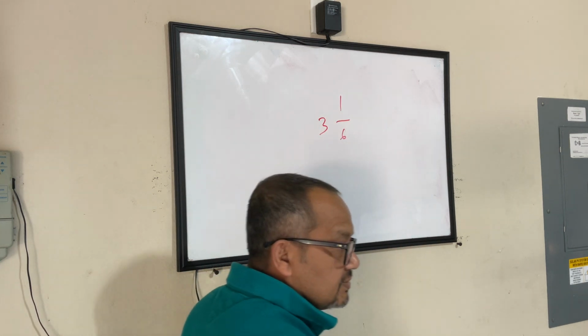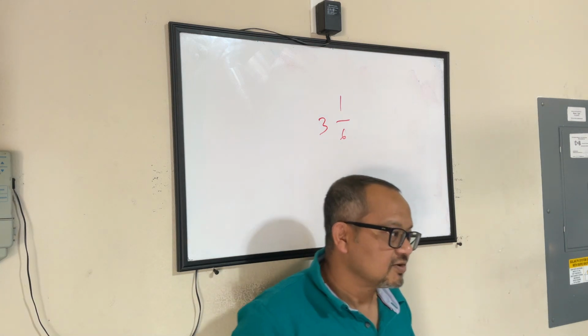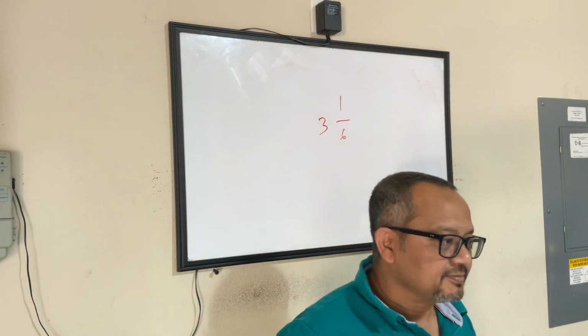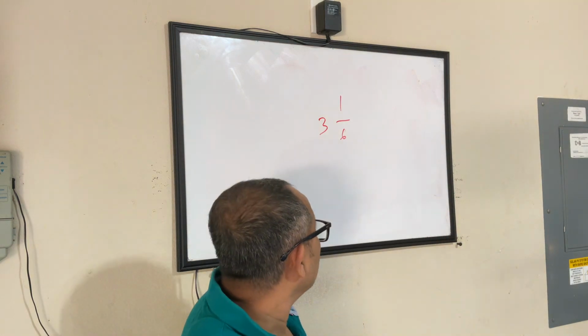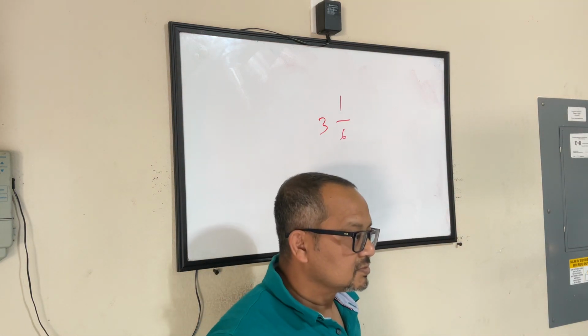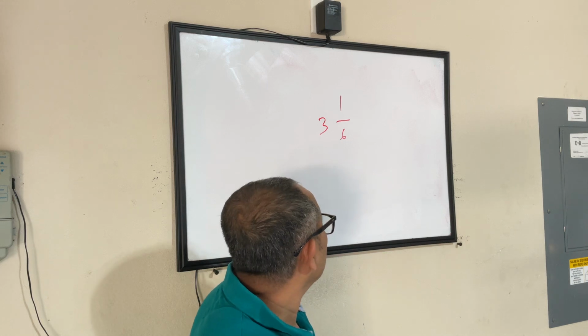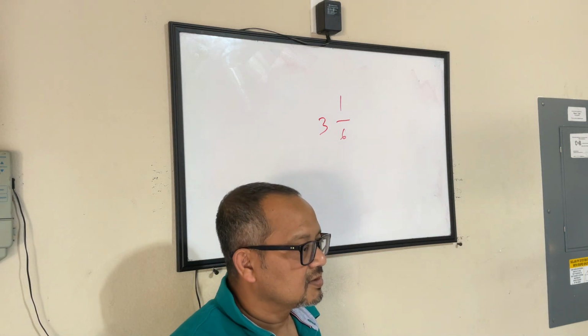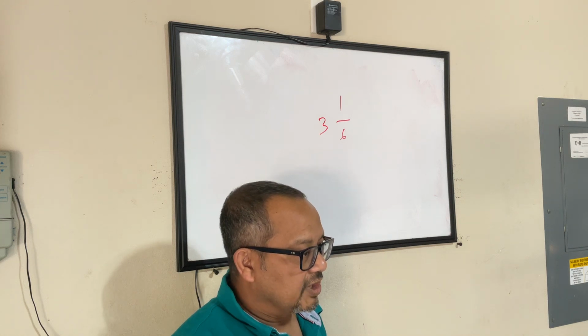Who can do it? Do it. Sir, can I do it? Yep, go ahead. To convert a mixed number to a fraction, you multiply the denominator by the whole number, which is 3. So 18. And then you add the numerator, so 1. So 19 over 6. Okay.